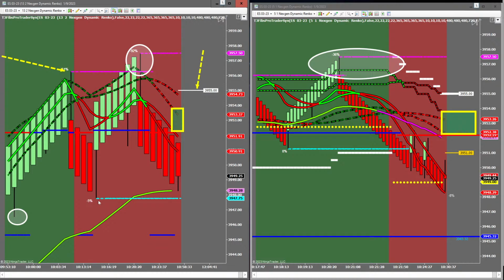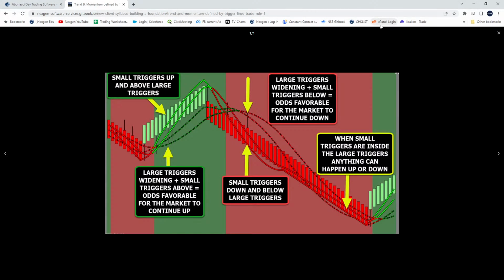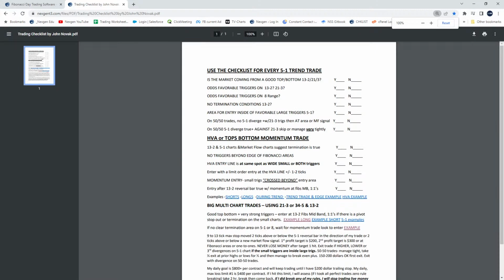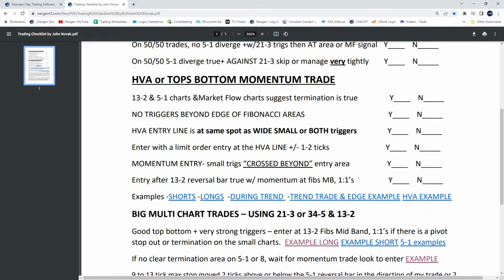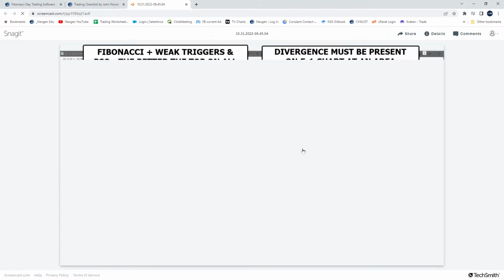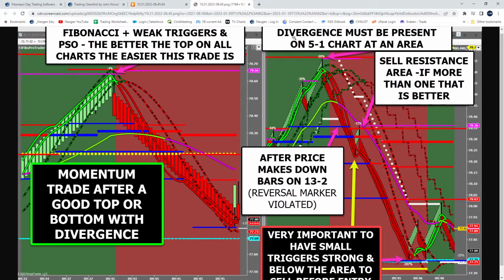Right? So for me, my rules for a momentum trade, and again, let me go through the rules. Never hurts, right? Remember we talked about this Friday a lot, Thursday and Friday. But for me, if I have a good top or bottom, and I'm sure it's a good top or bottom, then I can do a short trade. And again, my rules say I have to have divergence on a 5-1 chart. My rules say I have to wait for a 13-2 down bar, and that's why I have the reversal bar marker on my 5-1 chart.